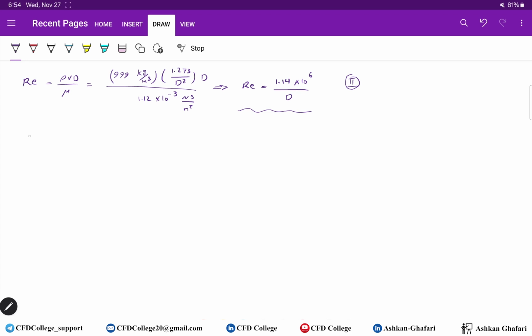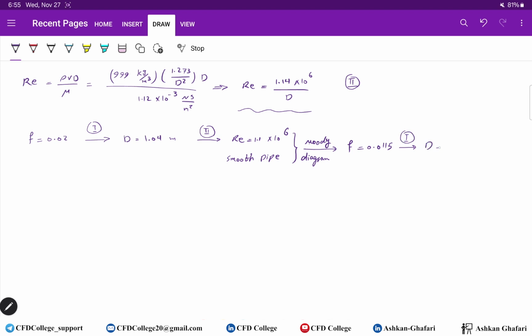Just like what we did in the previous example, we should assume f equals 0.02. Then from equation 1, you can find diameter 1.04 meters. And from equation 2, Reynolds number equals 1.1 times 10 to 6. Now at this Reynolds number and this smooth pipeline on the Moody diagram, you can find the new friction factor, 0.0115. Again, from equation 1, diameter can be found as 0.931 meters.